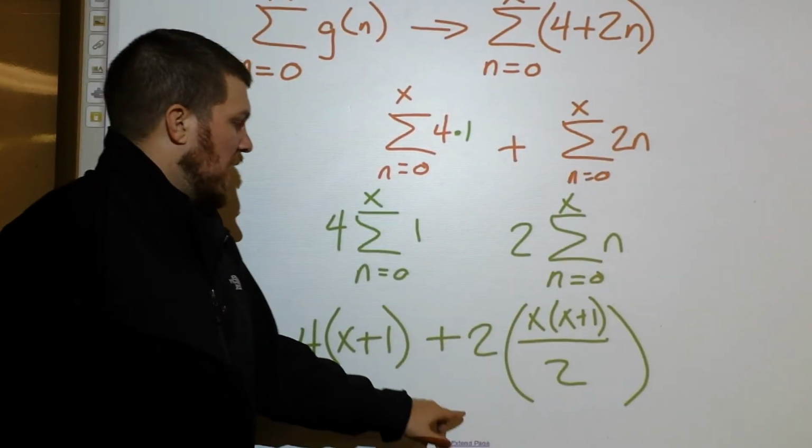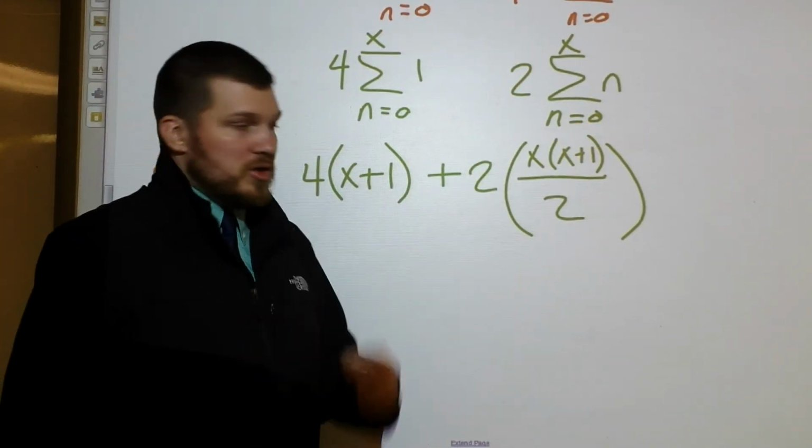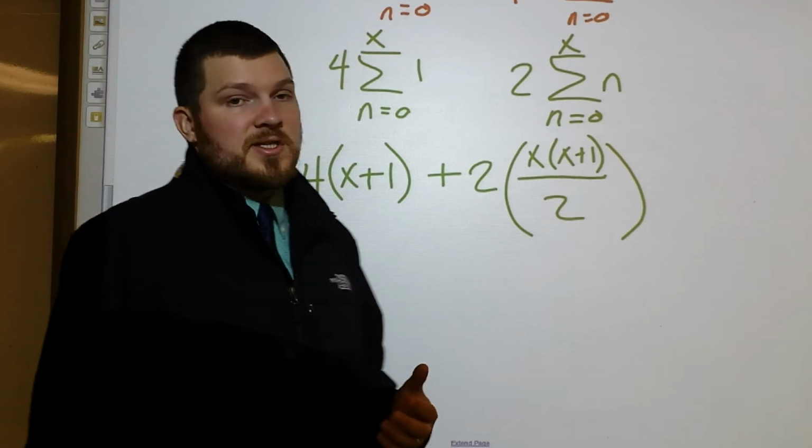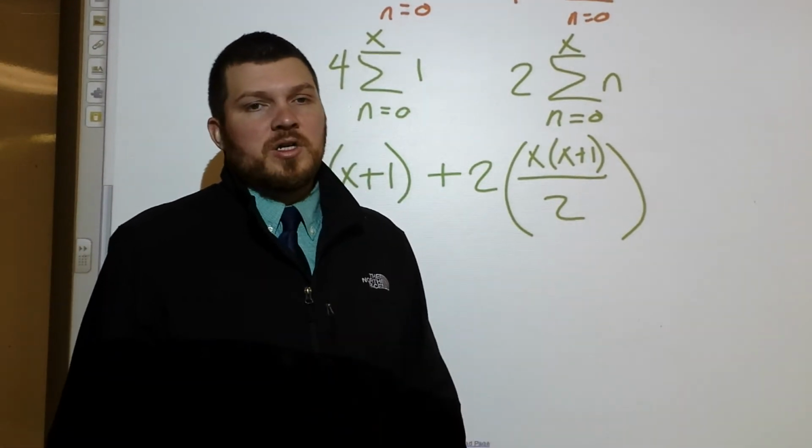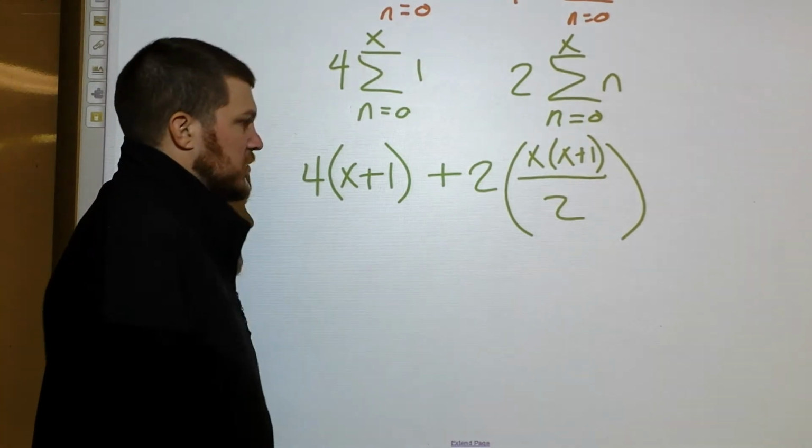So the Gauss identity is just x times x plus 1 divided by 2. Okay, so now I have my closed form definition. Closed form definition means you no longer see the sigmas at all. So we technically could graph this as it's written, but let's try to clean it up as much as we can by just doing some simple arithmetic.